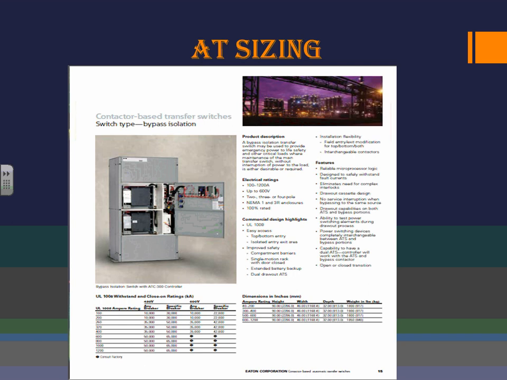ATS sizing, there wasn't a lot we had to do for it. We had to choose one that fit our main service of 500 amps. This one I chose has a rating of 100 to 1200 amps at 600 volts. It's two or three pole. It's a bypass isolation. I was talking to another person, a disconnect can be put in there also, so it can work as your disconnect. I believe this will work. Cummins also.